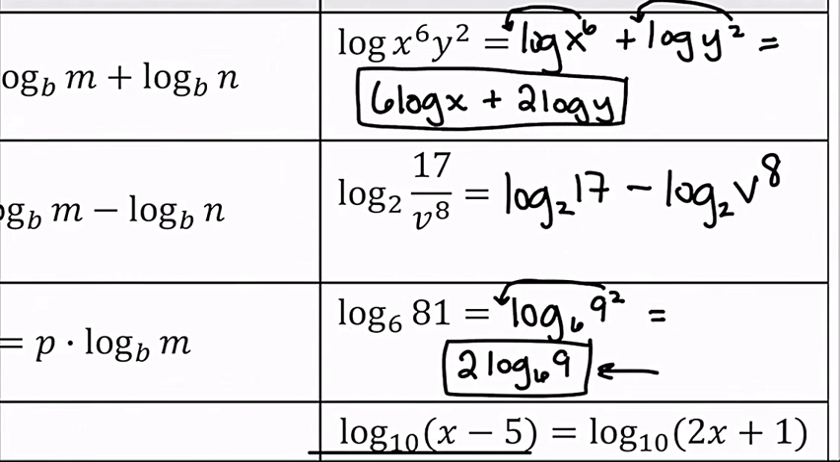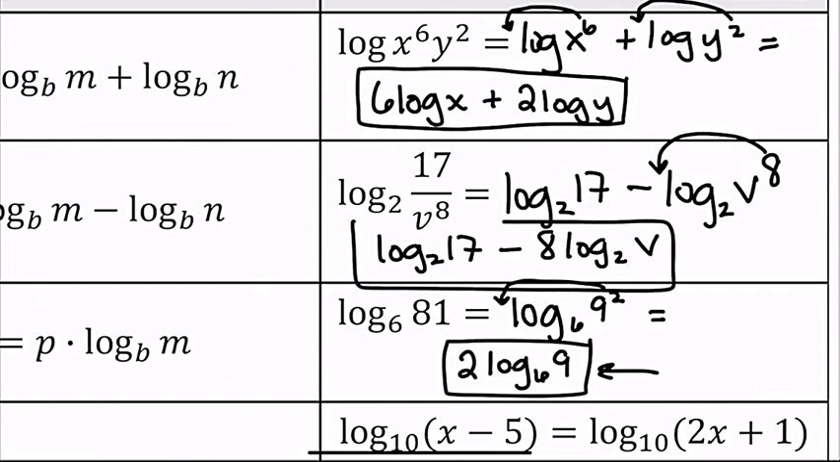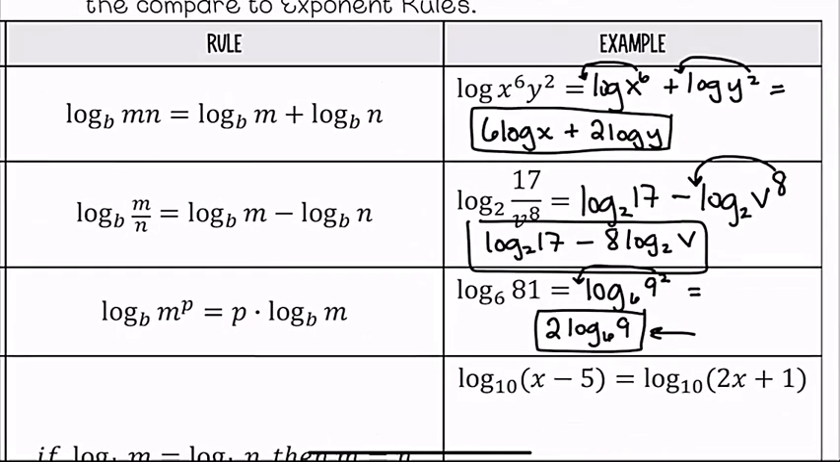And then on this last one here, well, the middle one, we have 17. 17 is not able to be written with an exponent. So what we're going to do is just look at the second one. So log base 2 of 17 is not going to change, minus, and then here we can obviously move that 8 as an exponent down here. So 8 times log base 2 of v. And that would be our answer. And that is how you expand.